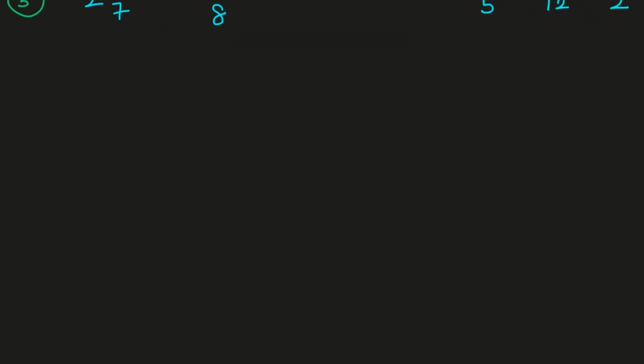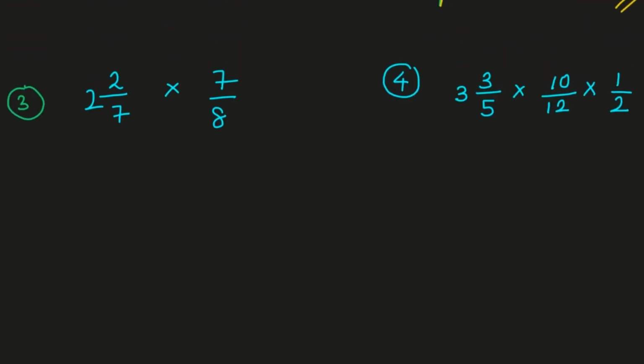Let's go to the third question. Here you can see 2 and 2 upon 7 into 7 upon 8. Let's do the calculation. 2 into 7, it's multiplication. 2 into 7, it's 14. 14 plus 2, it's 16. The answer is 16 upon 7 into 7 upon 8.